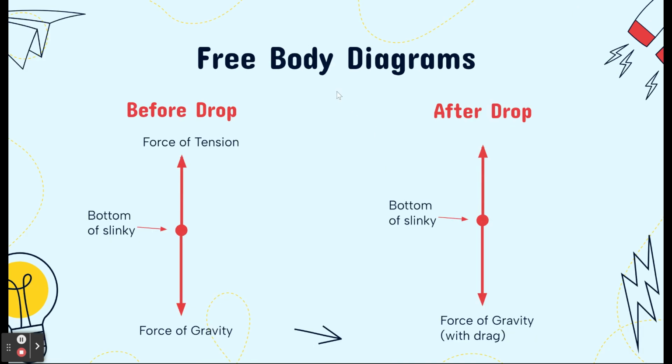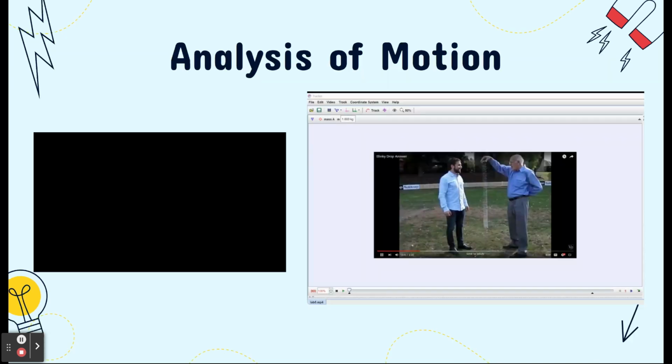So this diagram here represents the slinky before it is dropped. As you can see, the only forces acting on it are the force of tension and the force of gravity, and they cancel each other out. So the bottom of the slinky is in equilibrium and does not move. And after the drop, the forces acting on it are the force of gravity and the drag force pointing upwards or in some other direction. So as you can see, the forces change before and after the slinky is dropped.